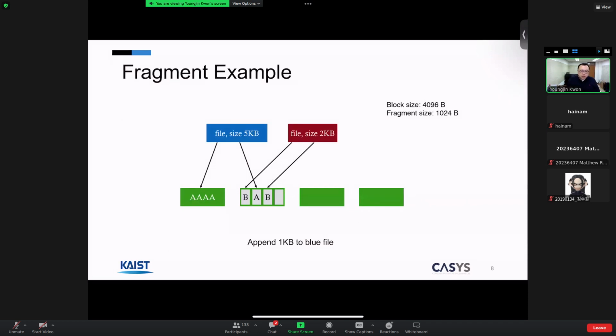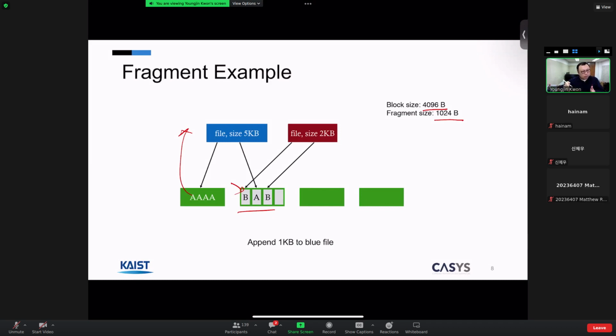Here is the idea. For this one, this is a fragment. Fragment size is 1 kilobyte and block size is 4 kilobytes. When an application reads, the entire block comes into the operating system page cache. But when the operating system allocates blocks of file data, the allocation unit is a fragment, which is 1 kilobyte.